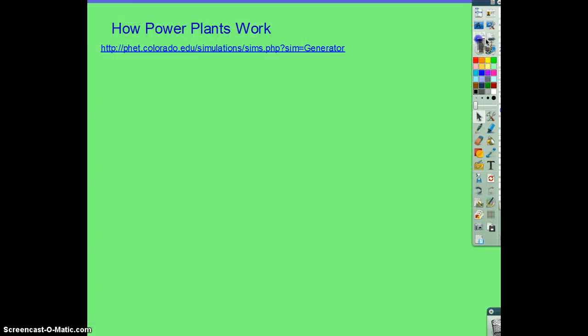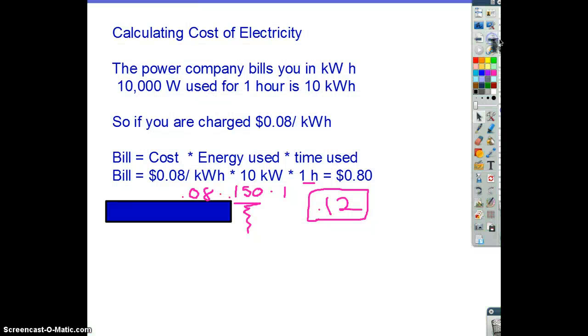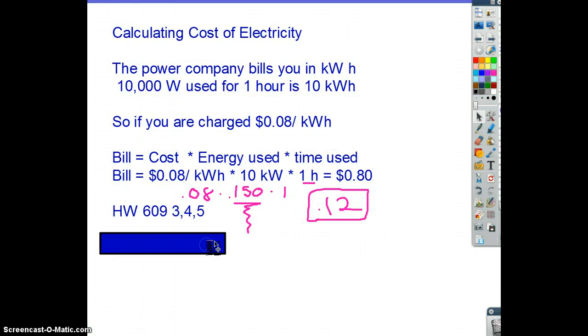So now the thing you really want to know, and that is the thing that's hidden right there. You have a homework assignment, 607, 1 through 5. And guess what? There's another one too. And that's behind this blue box here. 609, 3, 4, and 5. Alright, so you'll be working on those.